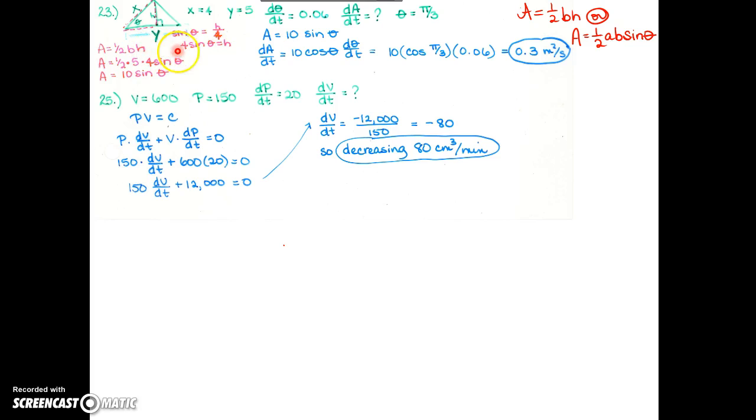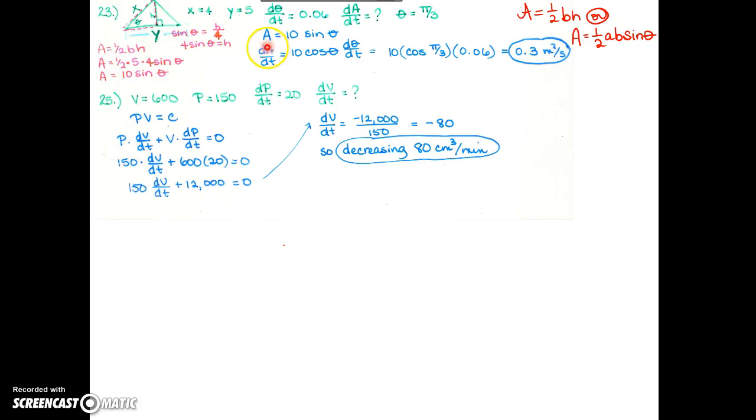So if we replace h with 4 sine theta, then that would be 1/2 one side times the other side times the sine of the angle in between them. And that is exactly what this alternate formula was. Area is 1/2 one side times the other side times the sine of the angle in between them. So whichever of those formulas you use, we would all be at the same place right now. We would have 1/2 times 5 times 4 times sine theta, or 10 sine theta. So that's the formula that we're going to take the derivative of.